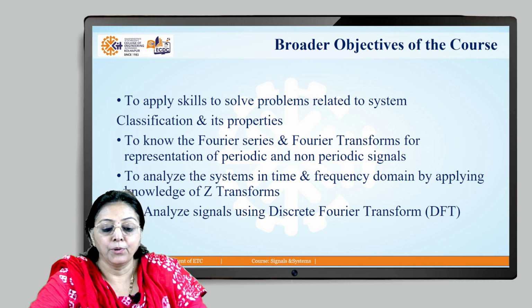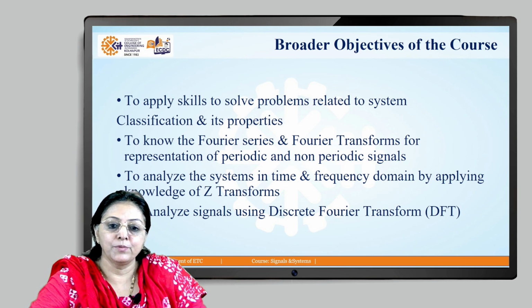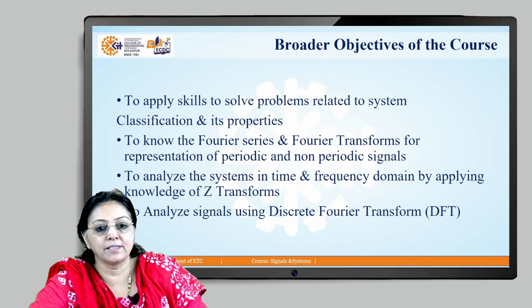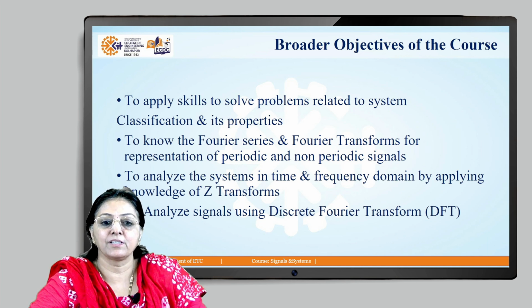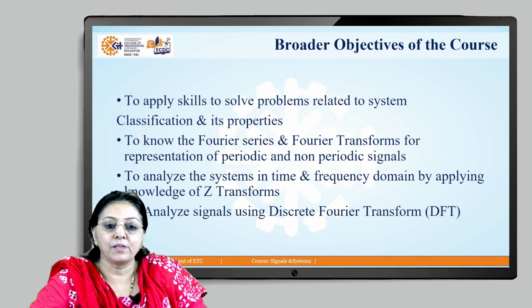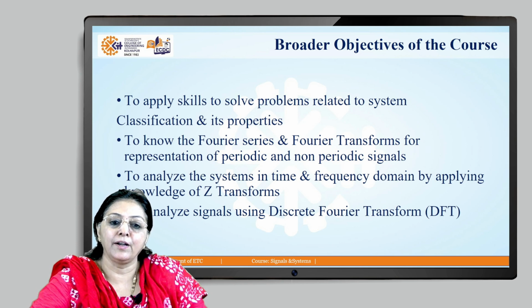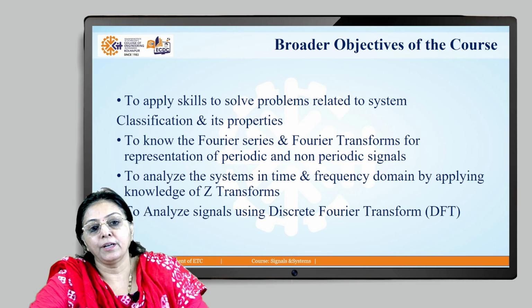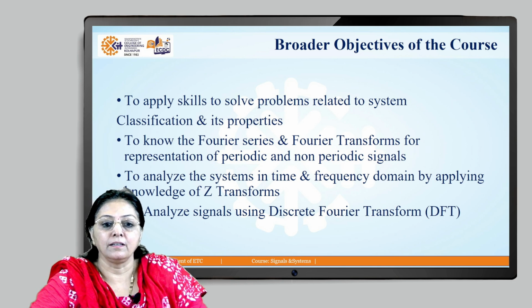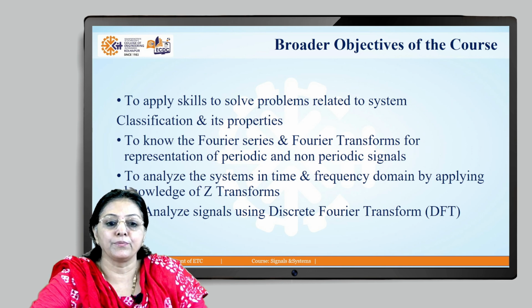These are the broader objectives of the course. First objective: to apply skill to solve problems related to signal and system classification, signal classification and its properties. Second objective is to know the Fourier series and Fourier transform for representation of periodic and non-periodic signals. In that, sampling theorem, Fourier series, Fourier transform, this part we are going to cover.